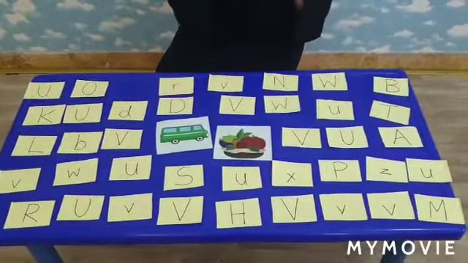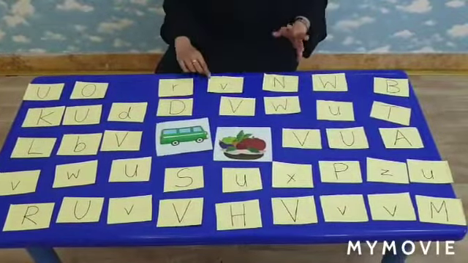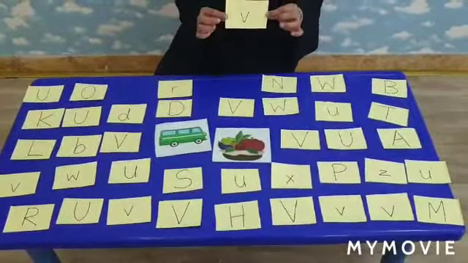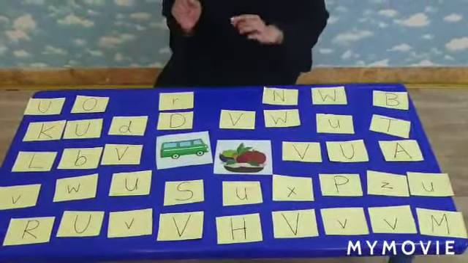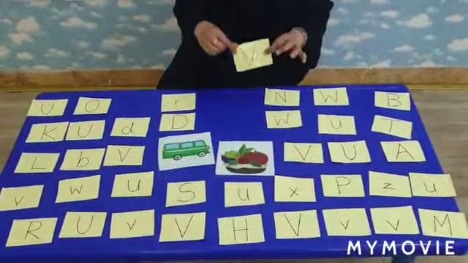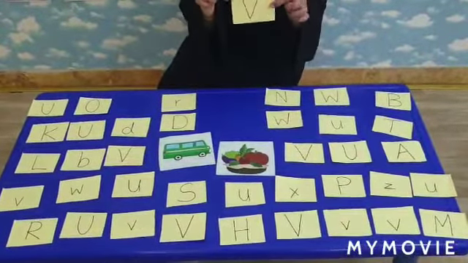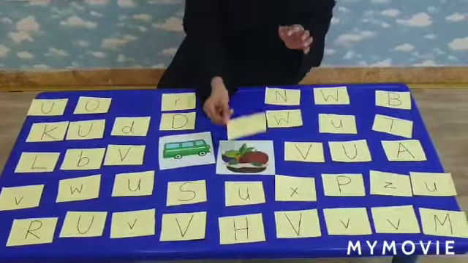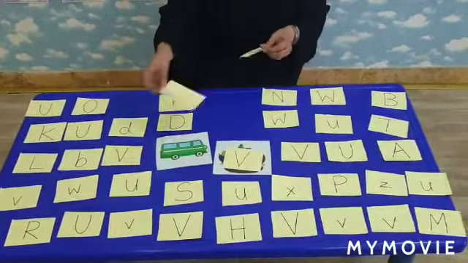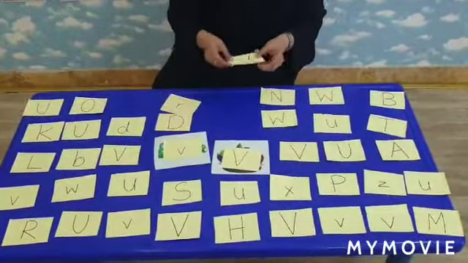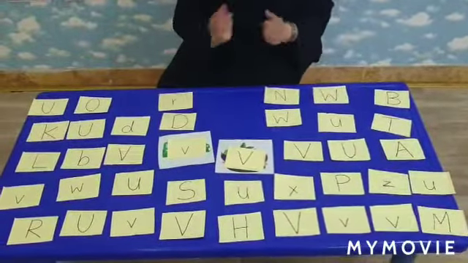Now let's find more letter V. Let's think. We need to focus. You need to open your eyes. You need to focus. I got a baby V here. Let's see where I can find it. Here we go. There is a V again here. So again, let me put it on here so you can see later on. We can count how many letter V's we found, the capital V and the baby V.